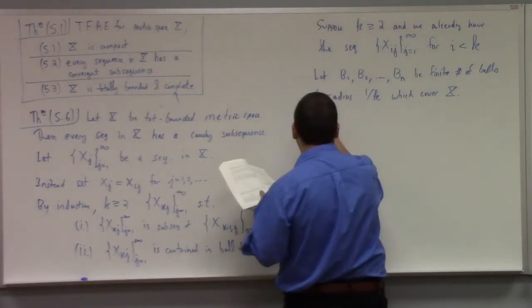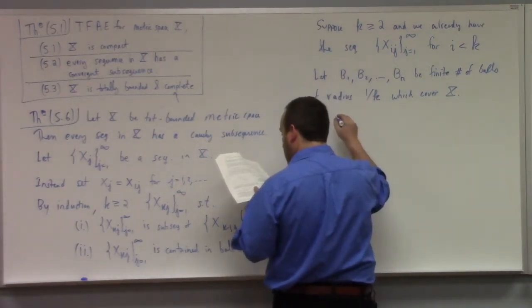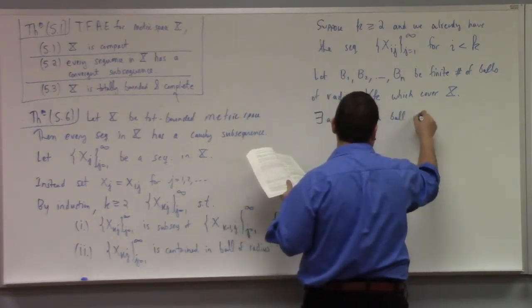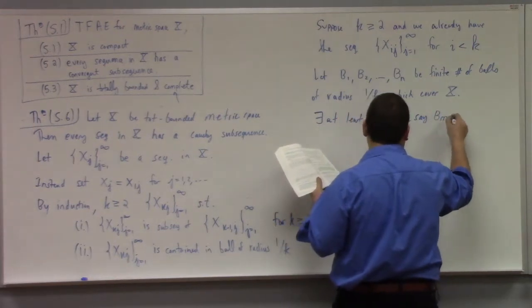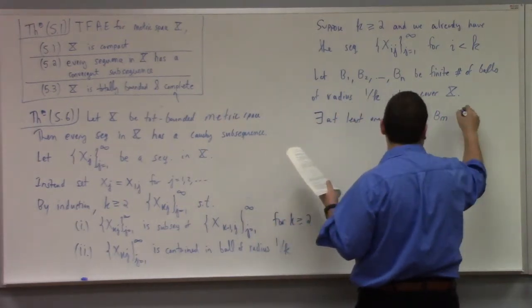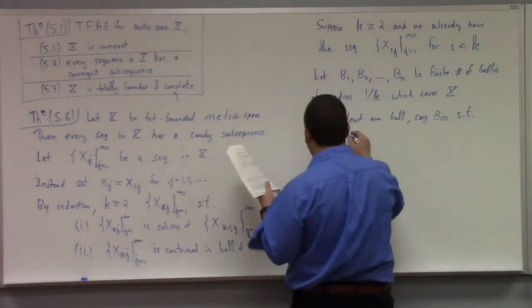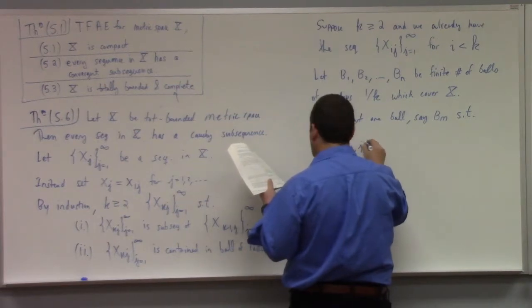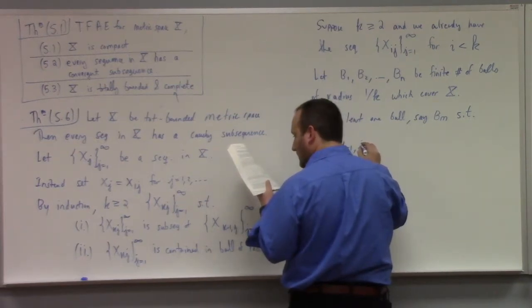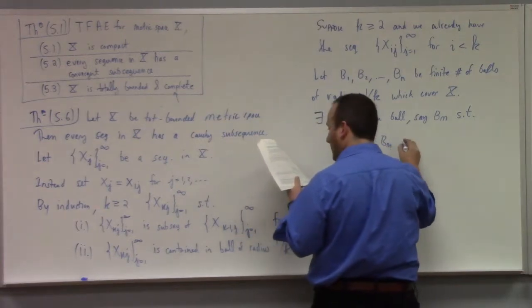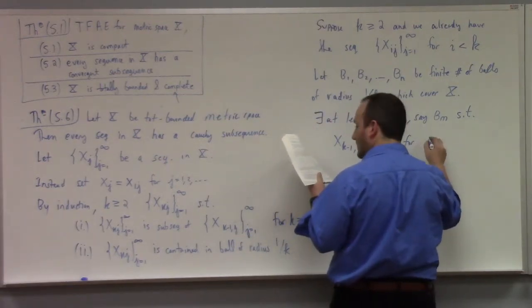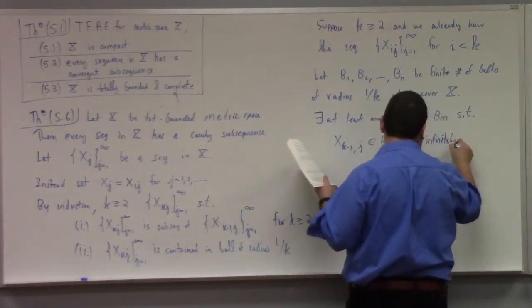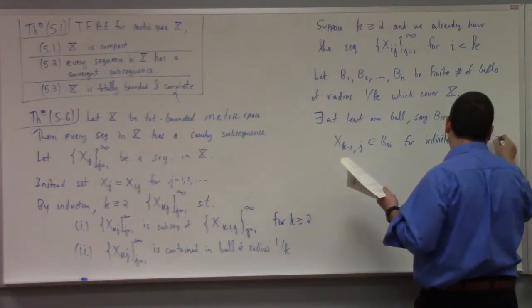So there must exist at least one ball, say Bm, such that x sub k minus 1 comma j is in Bm for infinitely many j greater than or equal to 1.